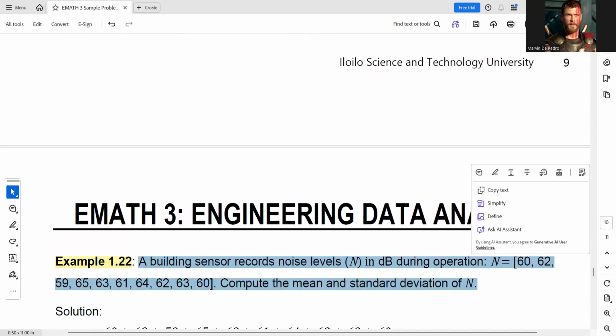So let me double check if I'm still recording.